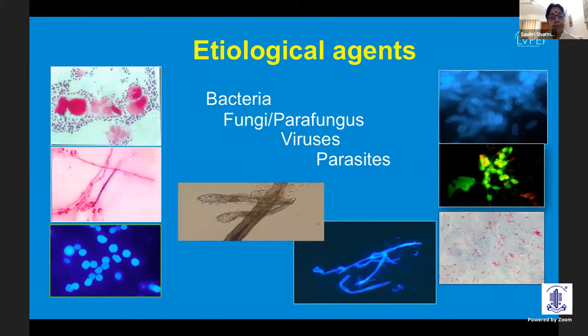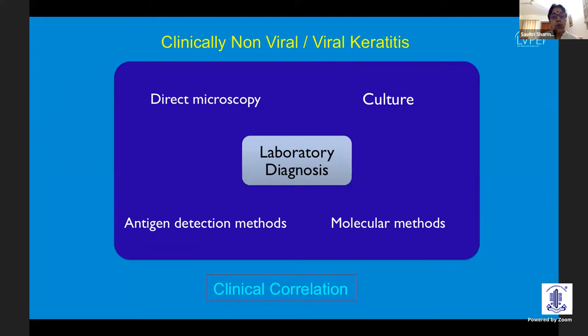You can even see a parasite sitting in the center, which we have started seeing. And I remember Manisha presenting keratitis cases caused by this particular parasite. So what do we have? Clinically, you can say either a non-viral or viral keratitis. And we use a variety of methods, starting with direct microscopy, because that is the fastest way that we can give a diagnosis, and culture, which takes some time.